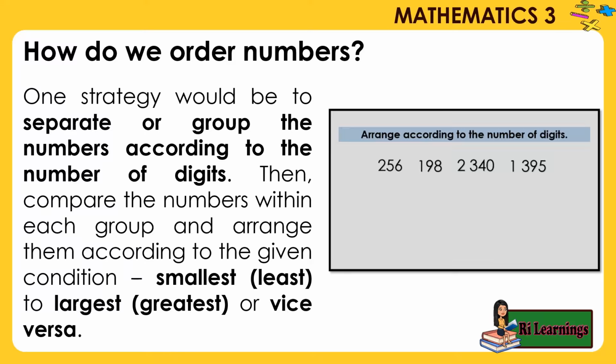How do we order numbers? One strategy would be to separate or group the numbers according to the number of digits. Then, compare the numbers within each group and arrange them according to the given conditions: smallest, least, to largest, greatest, or vice versa.